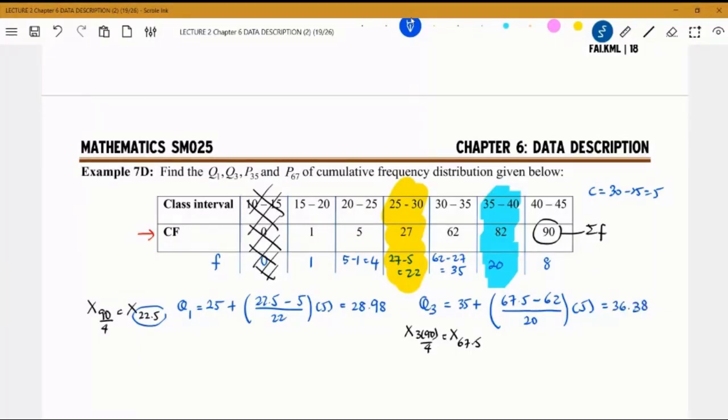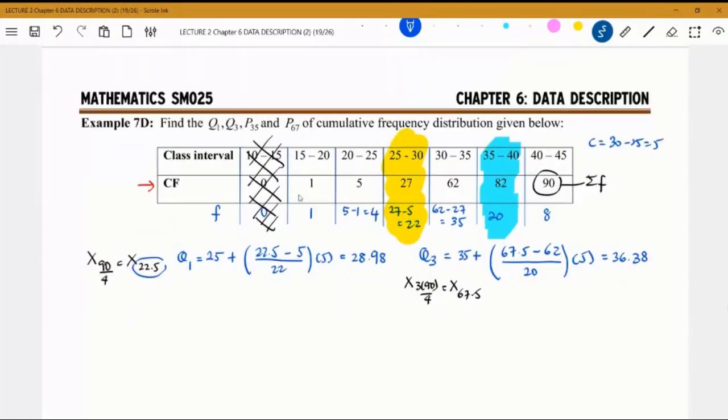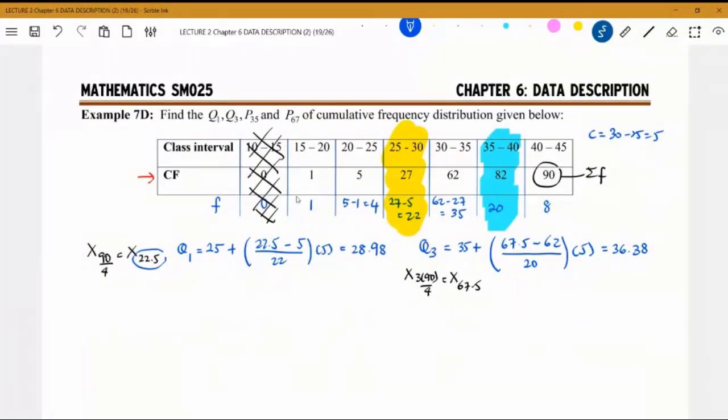Okay. Percentile 35. How do we start? We want to find P35. We start with 35 over 100 times 90. So you are going to have the observation 31.5. So 31.5 lies on this column, because the previous column only goes up to 27, but here we have 31.5. So it lies on the class 30 to 35.